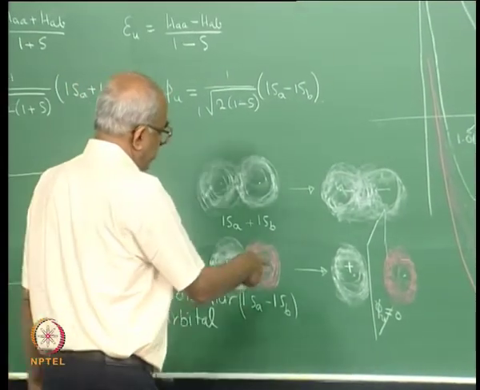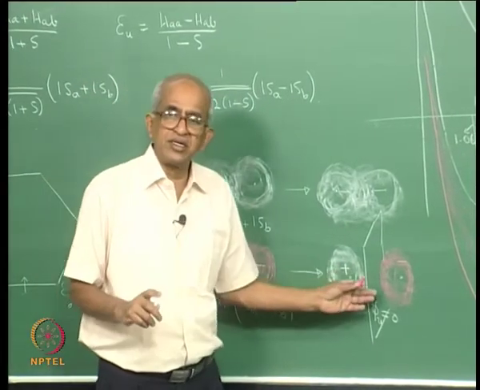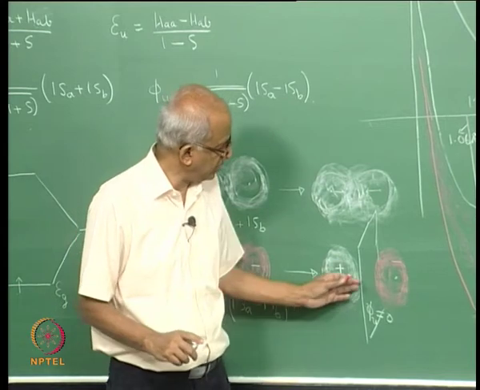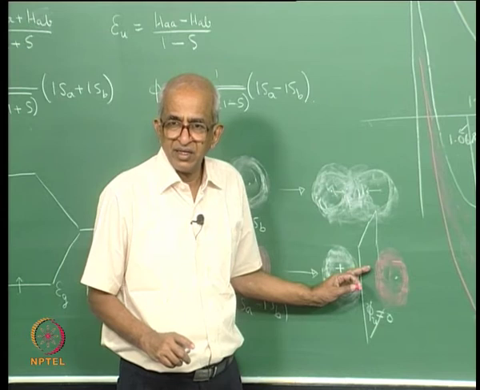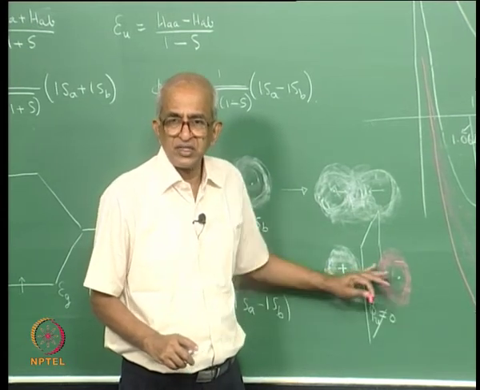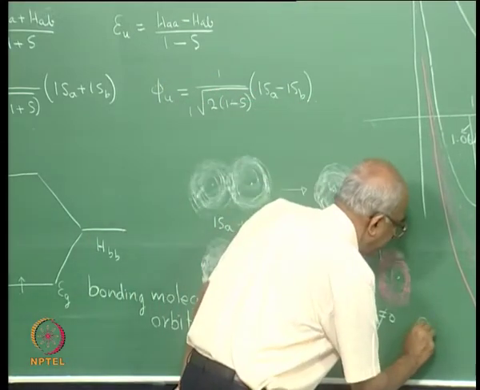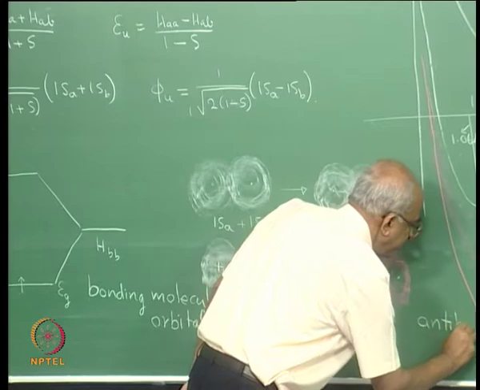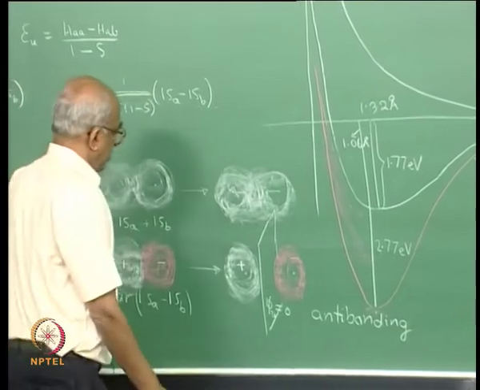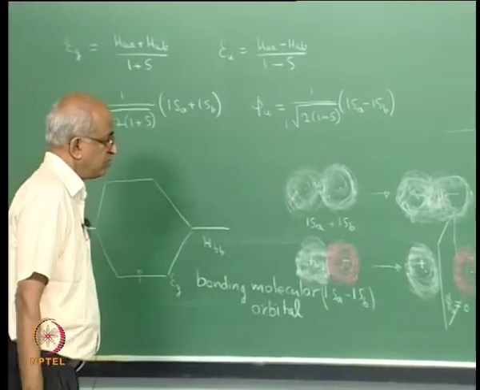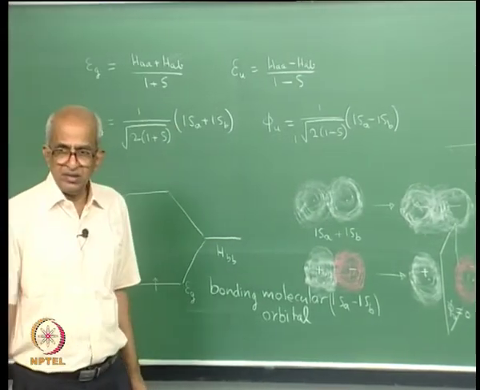And if you put an electron into this orbital, there is no accumulation of electron density in the internuclear region. In fact, electron density is removed from the internuclear region, because the wave function has a node, and therefore this orbital is not a bonding orbital. It is what is referred to as an anti-bonding molecular orbital. So, this one is bonding, while that one is anti-bonding.